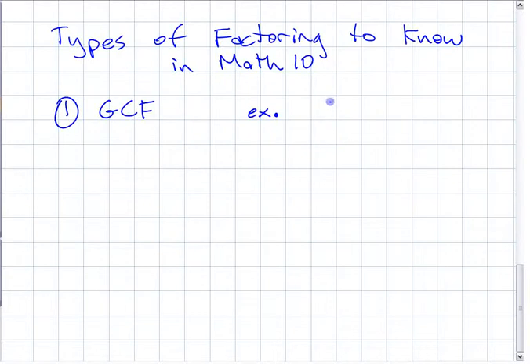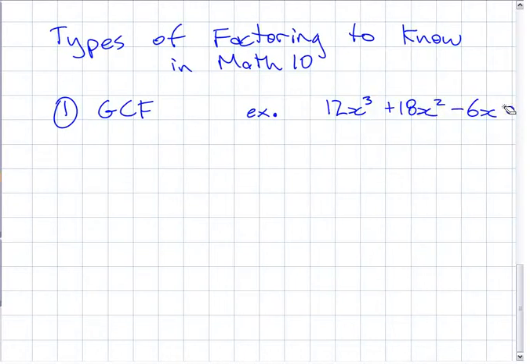As in, if you have something like this, 12x squared plus 18x, let's make that to the third, x squared minus 6x. Greatest common factor kind of factoring is looking, do these things have anything in common? What do those have in common? Because they do have something in common. Do those have a common factor, all of those things?